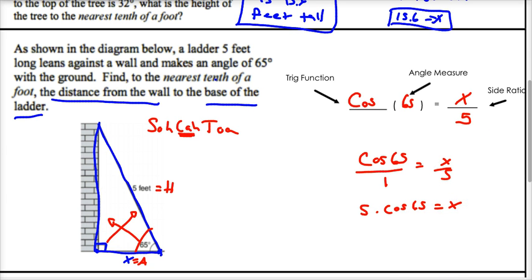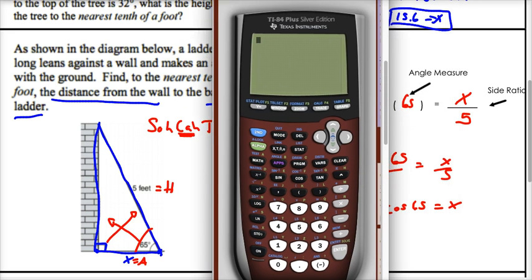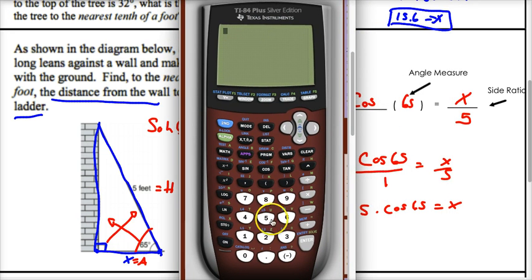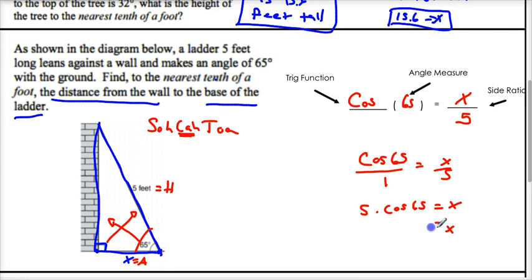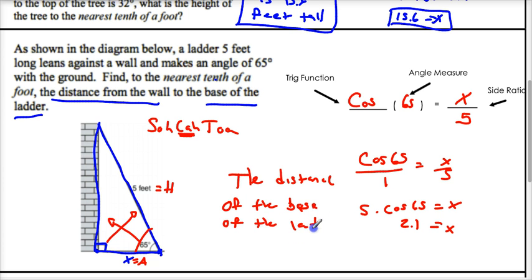So let's grab our calculator. All right, our math problem is 5 times the cosine of 65. 5 times cosine 65. Close the parenthesis, and we get 2.11. This question said to the nearest tenth, so that's going to be just 2.1. So x is equal to 2.1, and we always answer in a full sentence. So the distance of the base of the ladder to the wall is 2.1 feet.